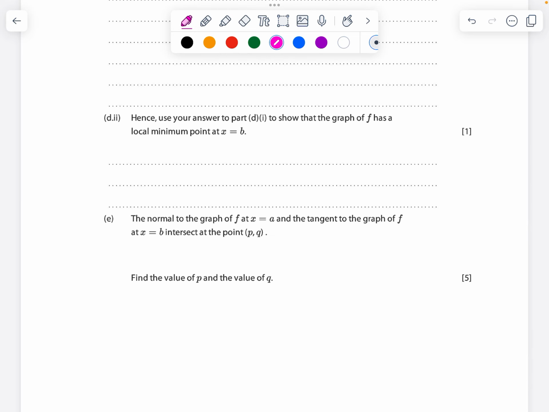Hence use your answer in part D2 to show that the graph has a local maximum point at x equals b. So f double prime b is positive, means it is concave up. So therefore local maximum. So this is just another reason, 1 mark.